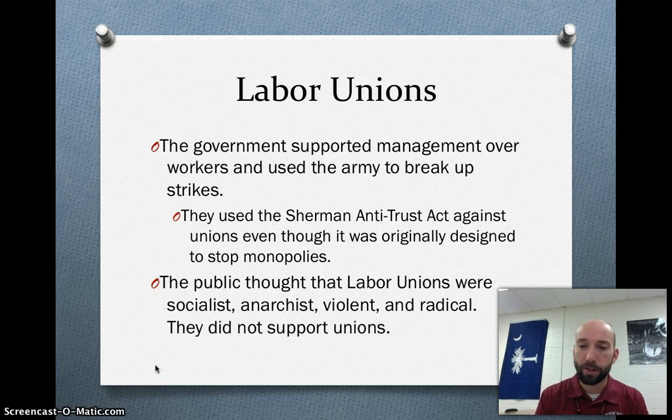Remember, the Sherman Antitrust Act was supposed to be used to break up monopolies, but it's actually used in this time period to break up unions, even though it shouldn't. It doesn't make any sense that it does, because unions are not trusts, they're not monopolies.